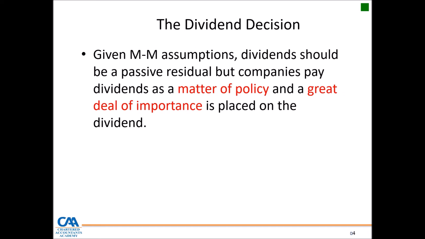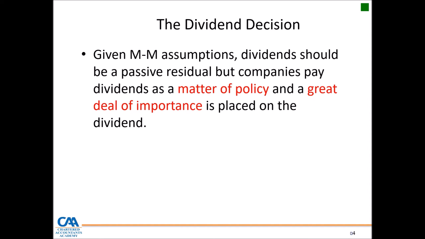Now, continuing with our dividend relevance and irrelevance discussions, looking at Miller and Modigliani's assumptions. These two say dividends should be a passive residual, but you're going to find that sometimes companies do pay a dividend, and this is a matter of policy. And remember, a policy does not necessarily have to be based on the ability of the company to pay or the availability of funds, as we were discussing earlier on in the residual approach. But we are saying this is how the company operates. It is its policy to pay a dividend, whether the company has made a profit or not.